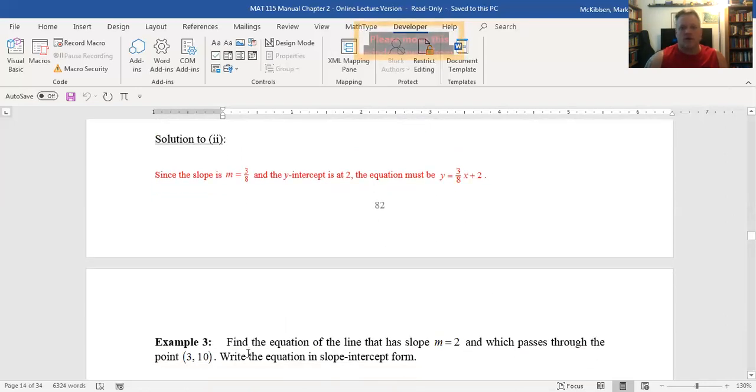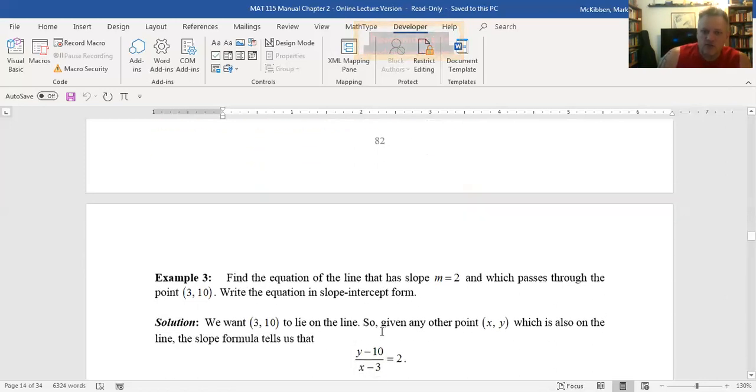All right, let's try this one. So example 3, now we actually give you the slope of the line. You don't even have to compute that, but we don't give you the y-intercept. Rather, we give you a point that's on the line, namely 3,10. And what we want you to do is write the equation of the line in slope-intercept form. All right, so you can be given different information about a line that uniquely defines it. And here is a different sort of situation.